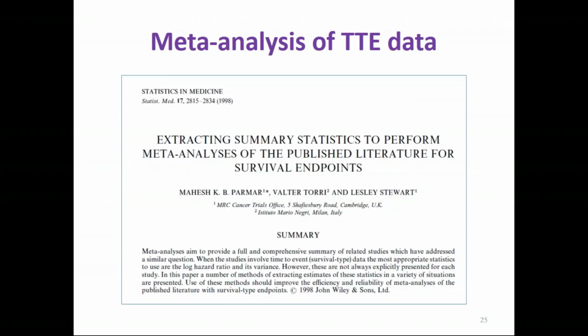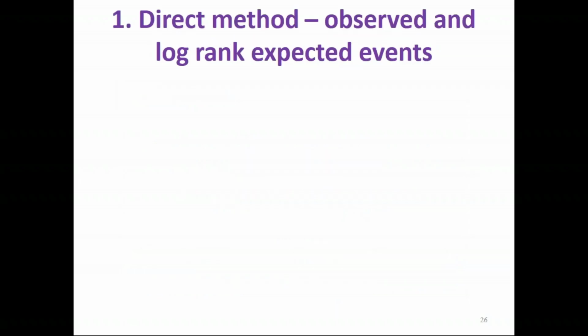So there is this need for time to event data to use other information in order to estimate log hazard ratio and the variance. And a number of methods are possible, and these have been discussed in detail in this paper by Max Parmar and colleagues back in 1998. What I'm going to do now is just go through each of these methods and illustrate them with examples. There are a number of equations. As I said before, you don't need to worry too much about the equations, but just think about the concepts.